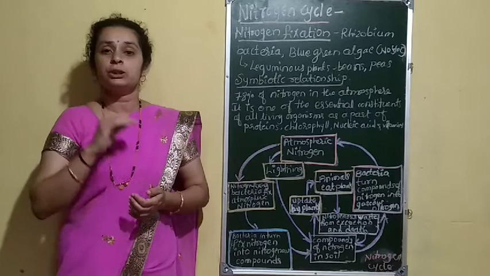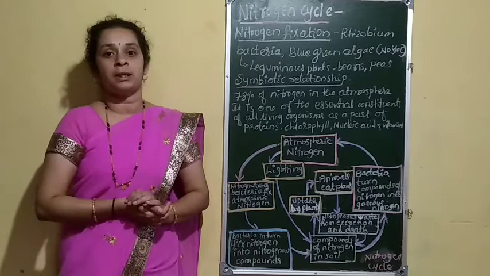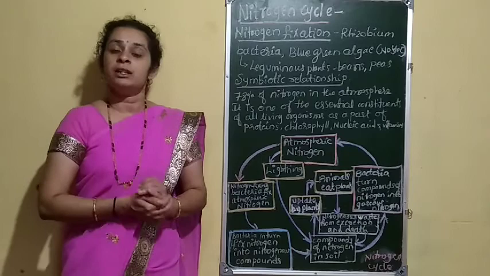They convert the gaseous nitrogen into usable forms of nitrogen that are used by the plants, and then the plants are eaten by animals, and that nitrogen will be returned to the atmosphere. That we will discuss in the nitrogen cycle.